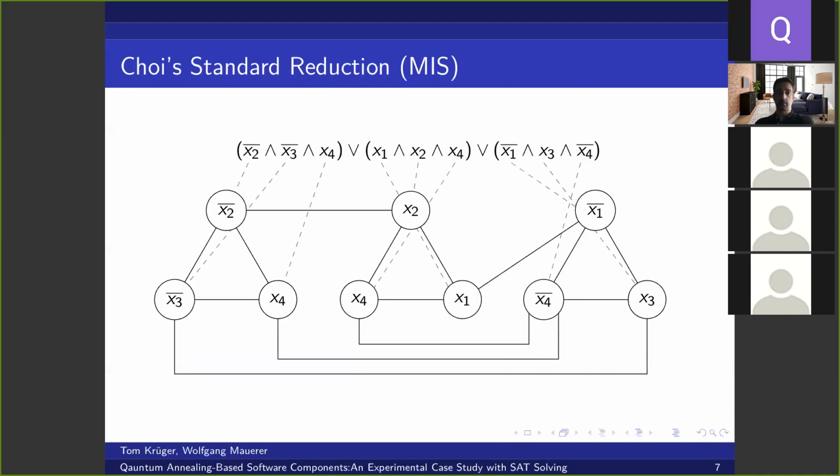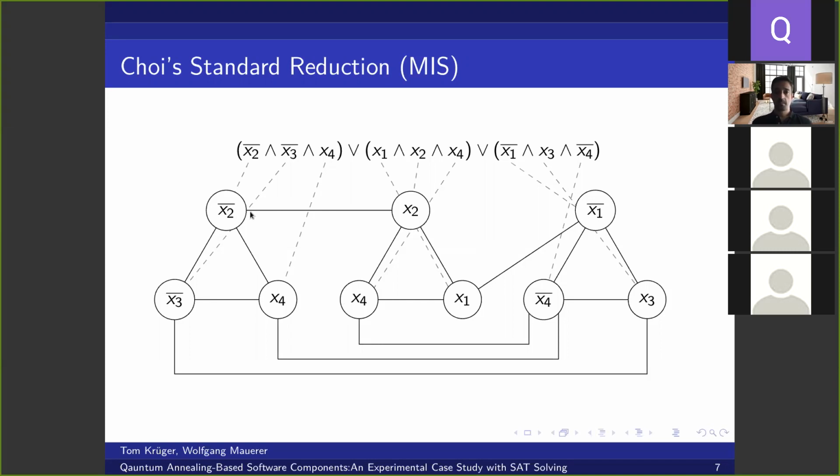Okay, but how do we actually reduce our 3SAT function, our Boolean function, to a QUBO function? There's this very well-known Choi standard reduction, also called the MIS reduction, because it in fact solves the maximal independent set problem on this QUBO graph. The important thing to note is the overall resulting structure of these QUBO graphs: we get fully connected subgraphs for each clause, and conflicting literals are connected with an edge.